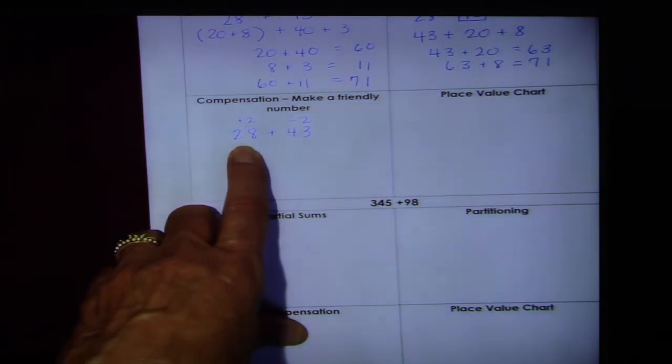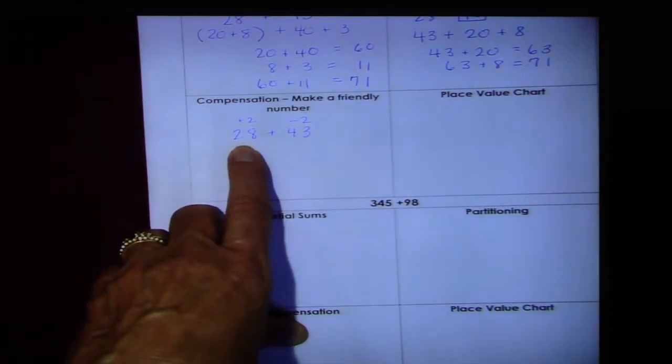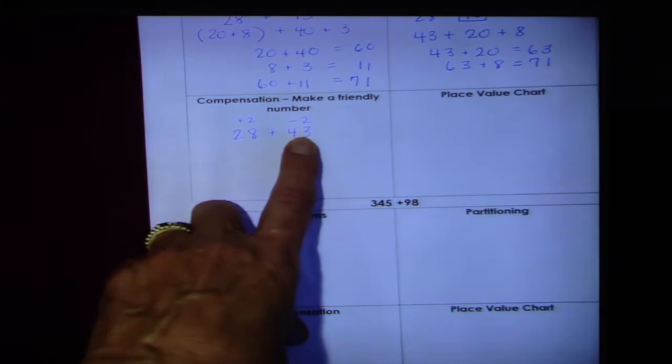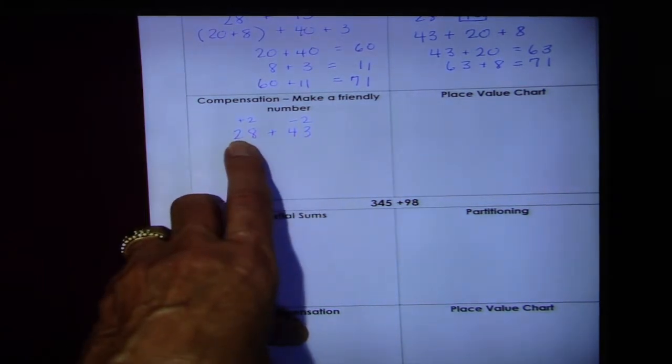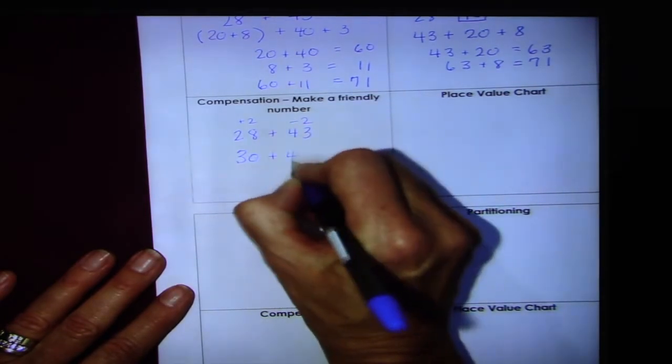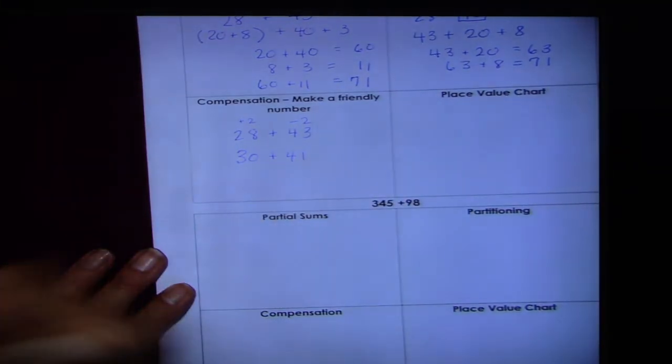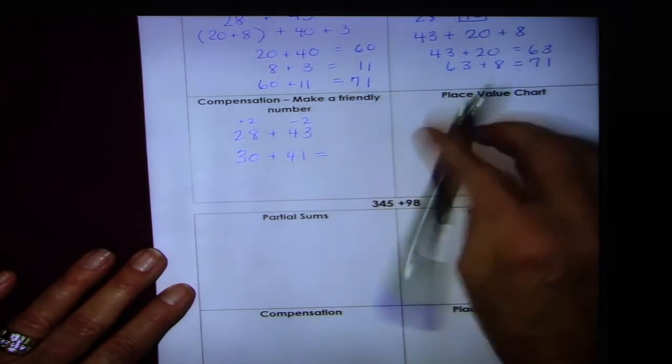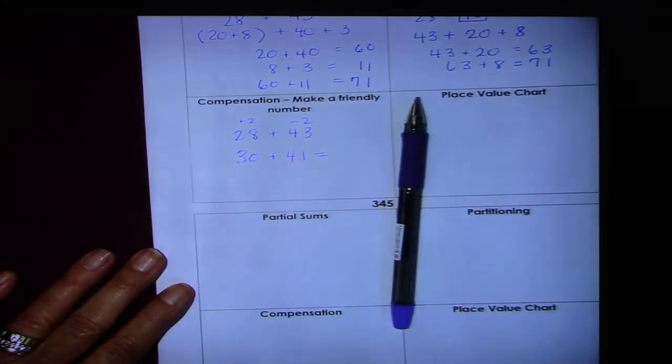We're back to addition. So I'm going to take 2 from my 43 and give it to my 28. So I now have 30 plus 41. And for me, that's 41, 51, 61, 71.